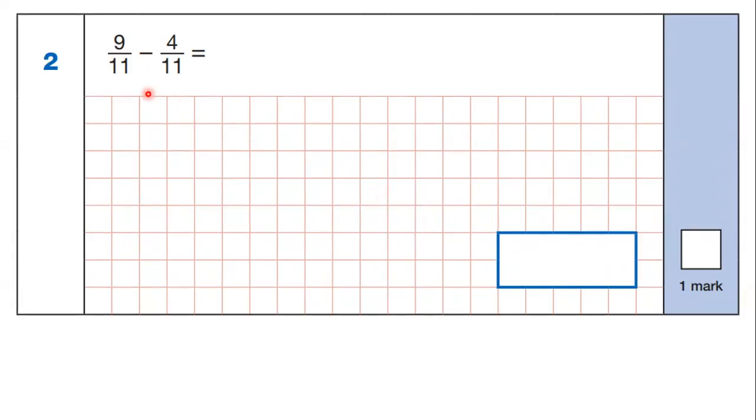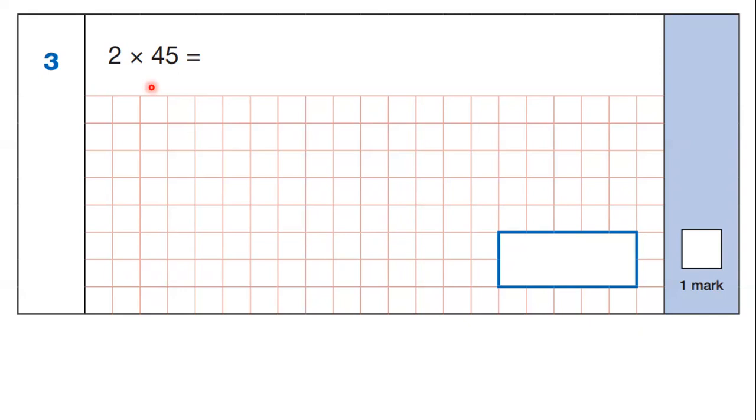Question 2, 9 elevenths minus 4 elevenths. Well, here we already have a common denominator, and with subtraction, just like with addition, we always keep the denominator the same. So our denominator will be 11, and then we can just subtract the numerators, and 9 minus 4 is 5, so our answer is 5 elevenths.